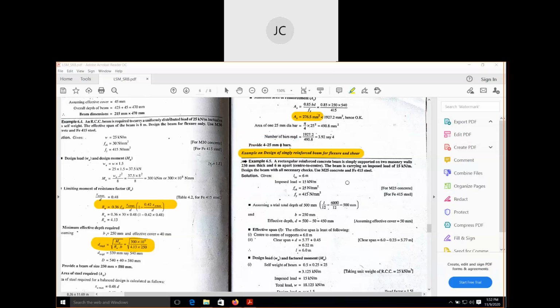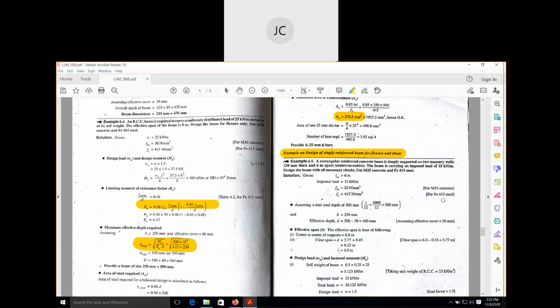So a rectangular reinforced beam is simply supported. It is given that it is simply supported on 2 masonry walls. The thickness of the walls is given and the center to center distance is given as 6 meter. The beam is carrying an imposed load, the UDL value is given. Then it is also mentioned to design the beam with all the necessary checks. That means after designing the beam you have to check for deflection and also design the shear reinforcement.